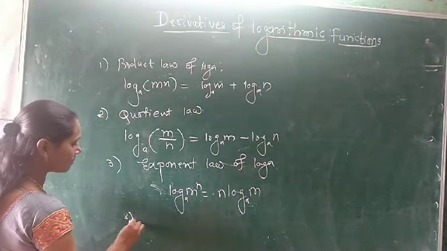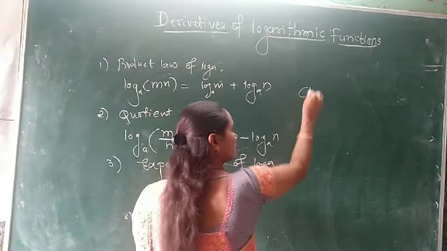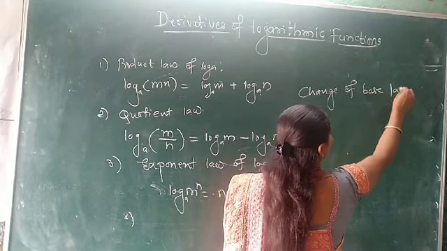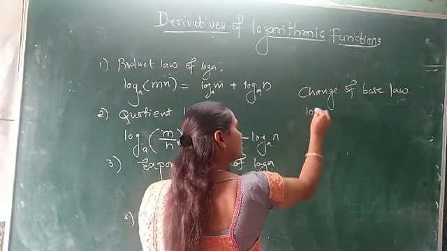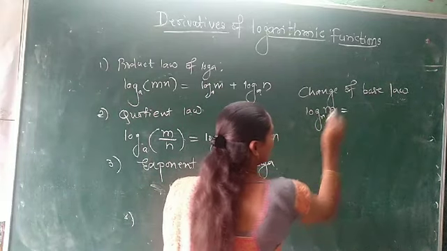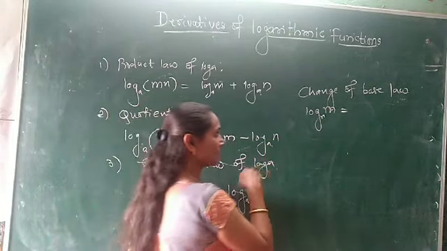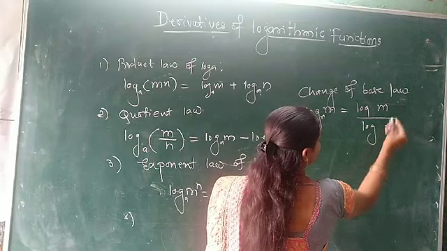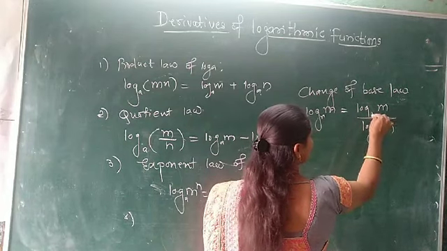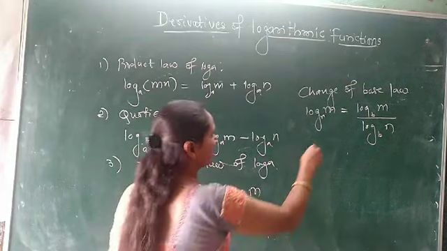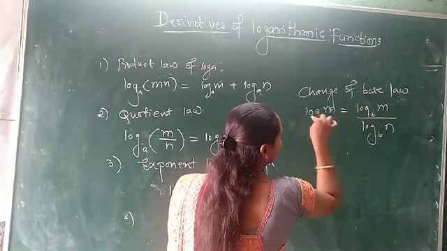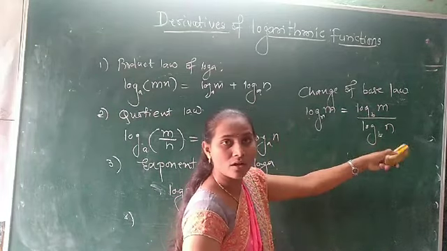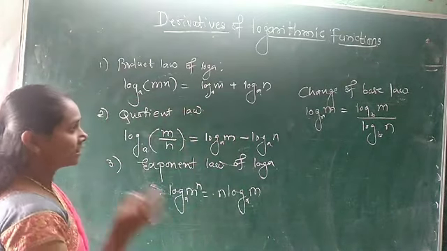And the next one, the fourth law, is the change of base law. If there is log of m with base n, then by using the change of base law we write log m divided by log n, where we consider any common base b, but both must have the same base. The change of base law is log m with base n is equal to log m divided by log n.